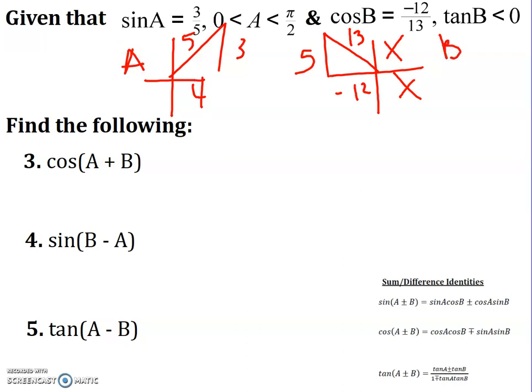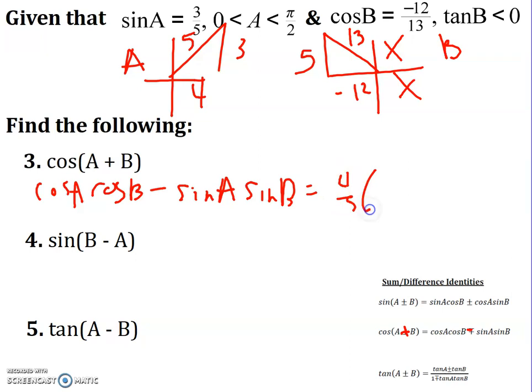Find the following. Okay, we're just going to do these real quick. I'm going to set them up for you. Then you're going to type them into the calculator. Cosine of A plus B. So we go, okay, A plus B. So on top is a plus, on top is a minus. So we're going to go cosine A, cosine B. We are going to expand it so I can give you some sort of credit. Sine A, sine B. Here we go. Cosine A is 4/5. Cosine B, negative 12 over 13 minus sine A, 3/5, sine B, 5 over 13. Okay, plug that into your calculator, please.